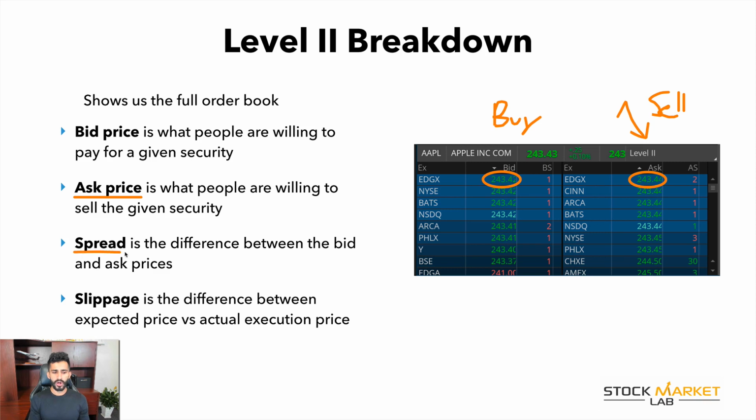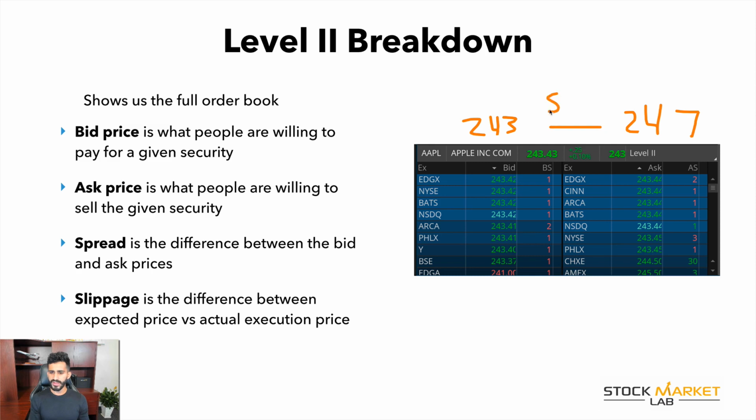Next, we have something called the spread. The spread is the difference between the bid and ask prices. If the bid is 243.42 and the ask is 243.44, the spread is 2 cents. In this situation, the spread right now is 2 cents, 2 pennies. Sometimes the spread gets wider. Let's say the bid was at 243 flat and the ask was at 247. At this point, the spread is not 2 cents. The spread is now $4. There's a higher spread.